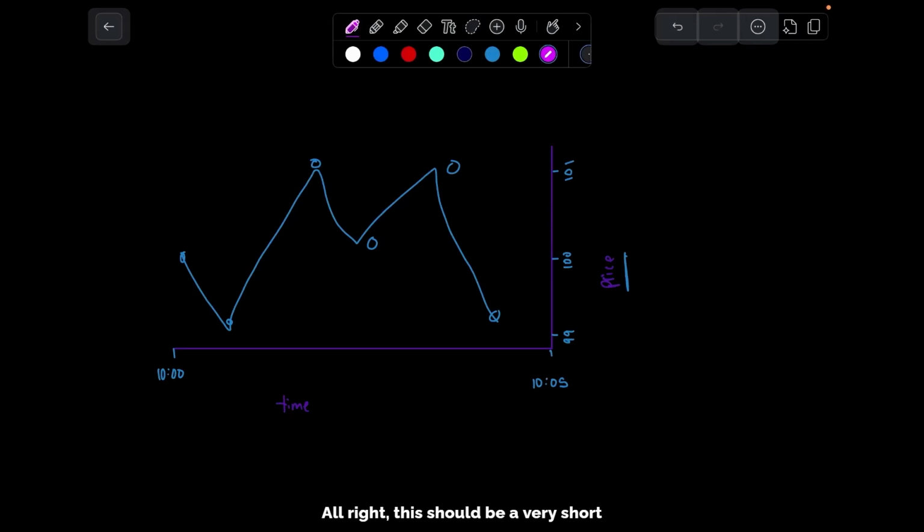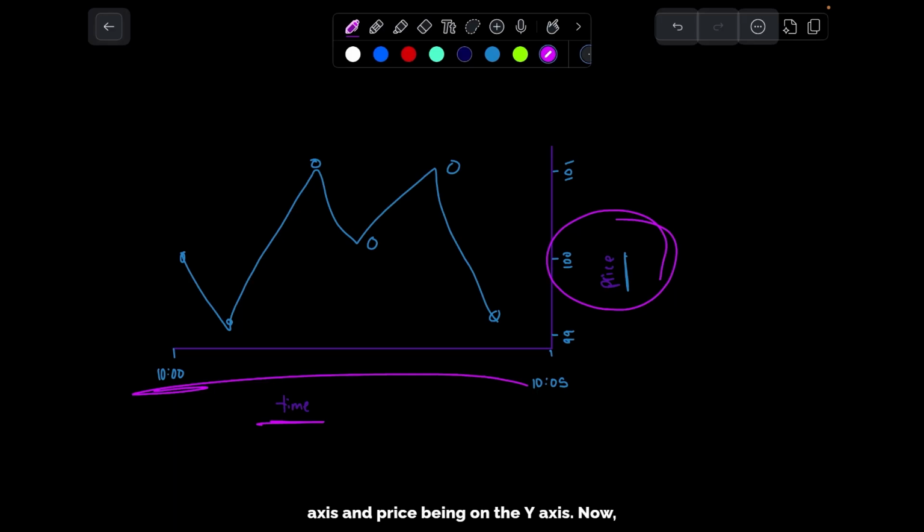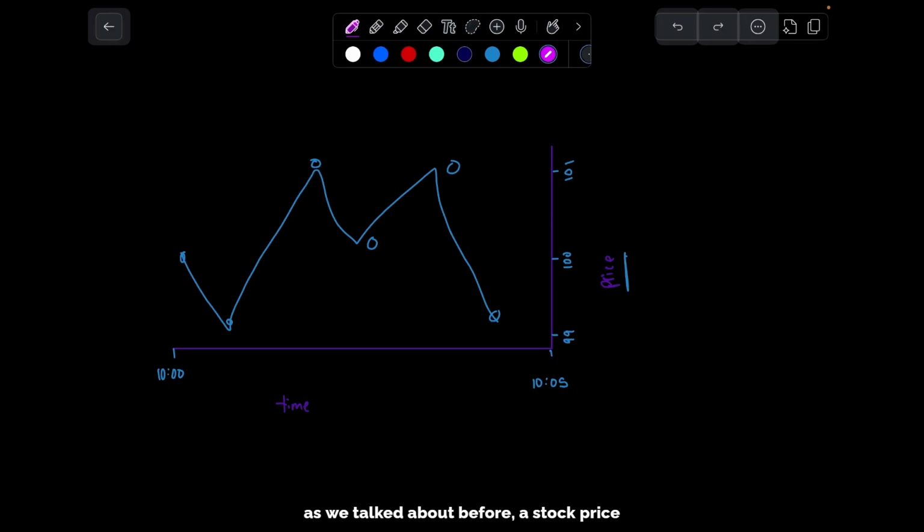All right, this should be a very short lesson on how candlesticks are actually formed. So, how are they formed? We have a simple chart here, time being on the x-axis and price being on the y-axis. Now, as we talked about before, a stock price cannot move unless there are transactions. And what a transaction just simply means is a handshake between a buyer and a seller of the stock.